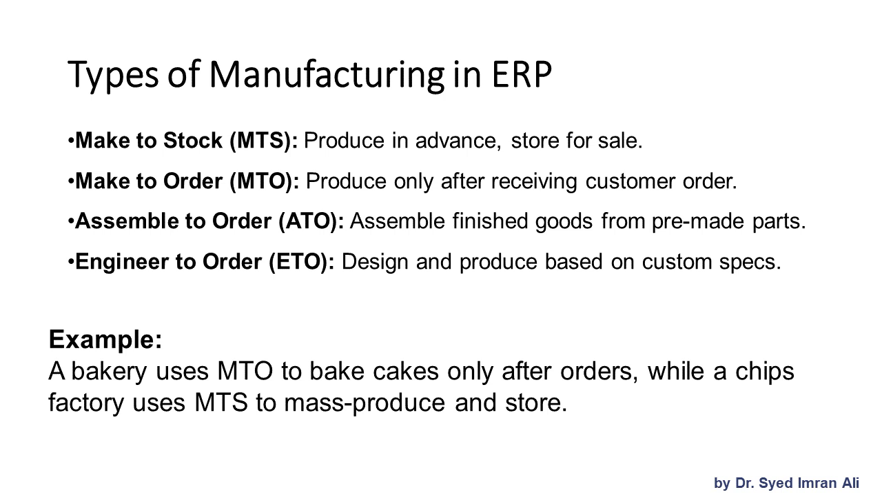Example, a bakery uses make to order. They bake cakes only after someone places an order. On the other hand, a chips factory uses make to stock. It produces large quantities and stores them. ERP helps you stay on track, avoid delays, and deliver the order on time.